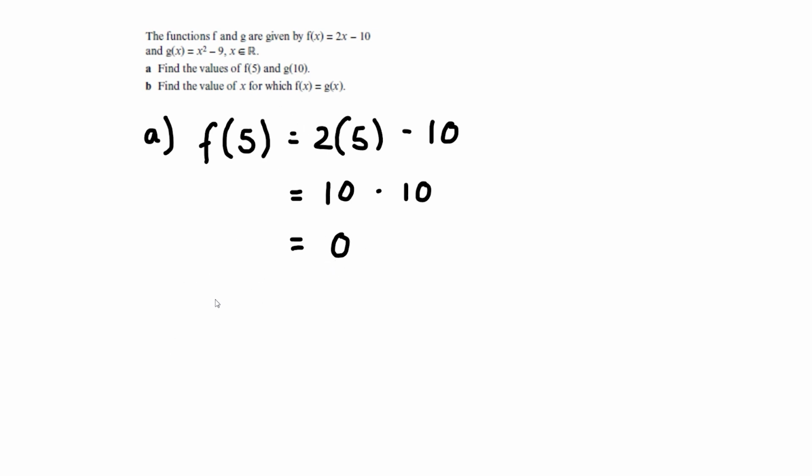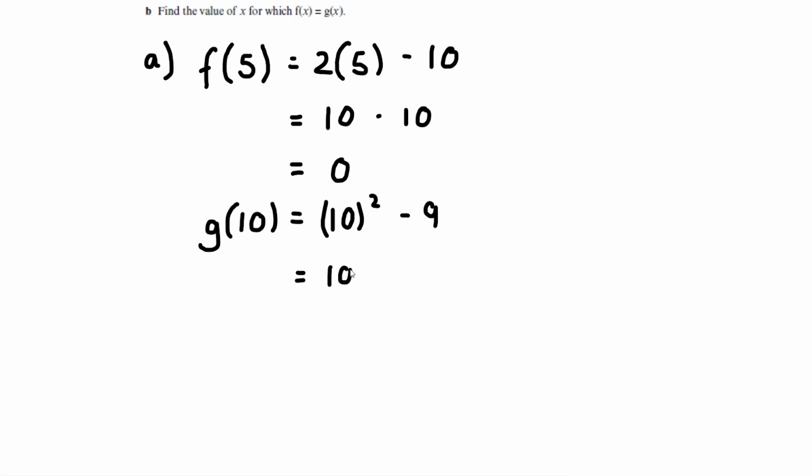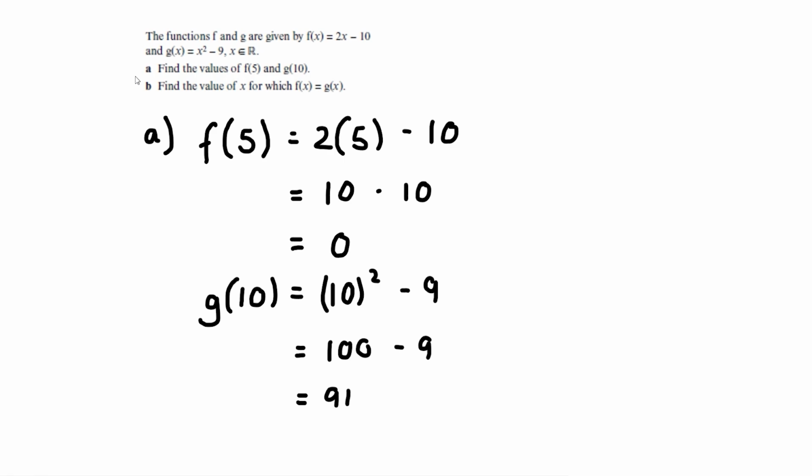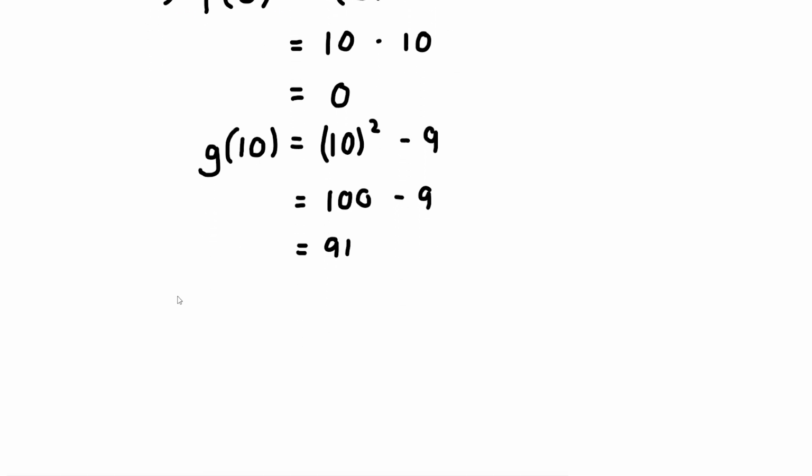So that's the value for f of 5. Now let's find the value for g of 10. We just want to sub in 10 for anywhere that it says x. So x squared minus 9 is basically 10 squared minus 9, which is 100 minus 9, which is just 91. So this is the value of g of 10, right? So that's all we have to do for part A. We just want to find the values of f of 5 and g of 10.